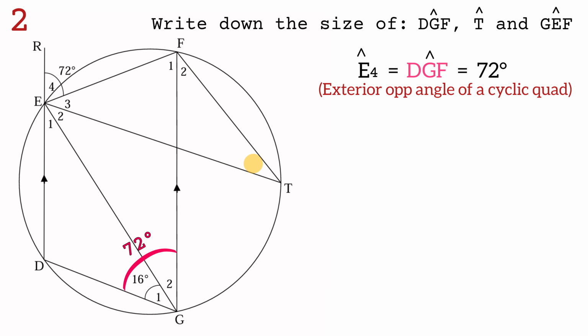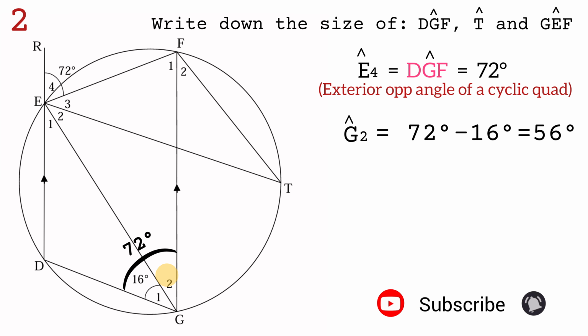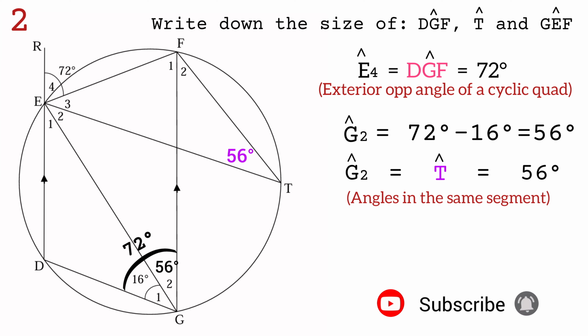So if this angle is equal to this angle, and we know the size of this whole angle, which is 72 degrees, to find the size of angle G2, we can then minus 16 degrees from 72 degrees. 72 degrees minus 16 degrees is equal to 56 degrees. Therefore, the size of angle T is 56 degrees.